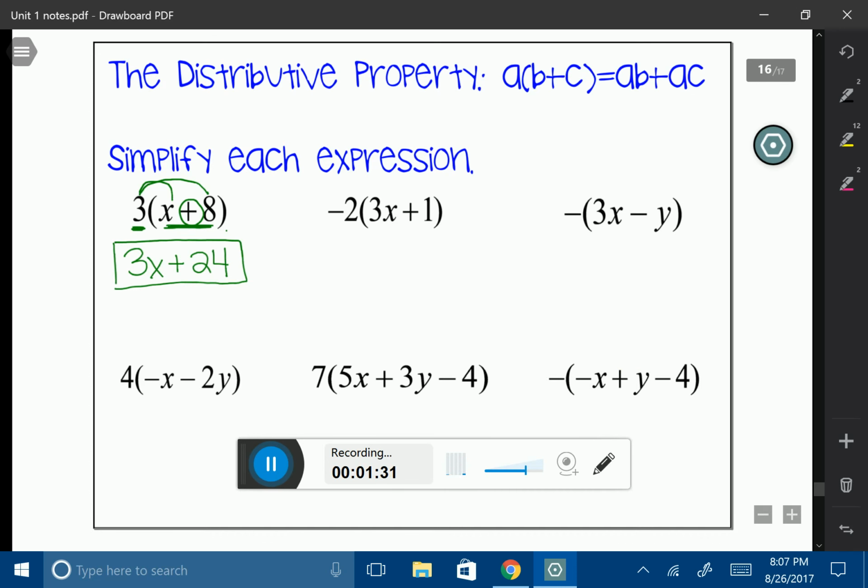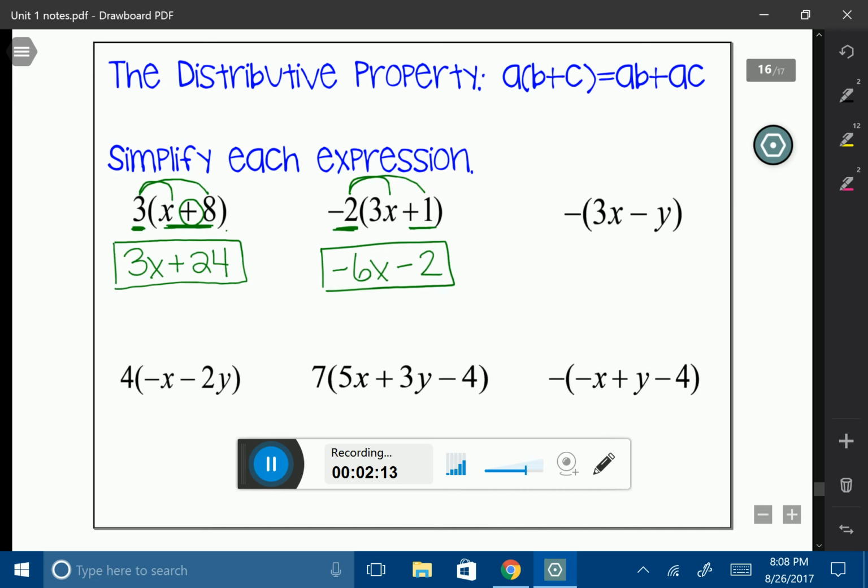Okay, let's look at the next one. Negative 2 times the quantity of 3x plus 1. Now the only thing that changed here is that the number that's outside is negative. So I'm going to treat it as negative, and I'm going to do exactly what I did in example 1. Negative 2 times my first term, negative 2 times 3x, is going to give me negative 6x. I'm also going to distribute that negative 2 into my positive 1. So negative 2 times positive 1 is going to give me negative 2. And I'm done.